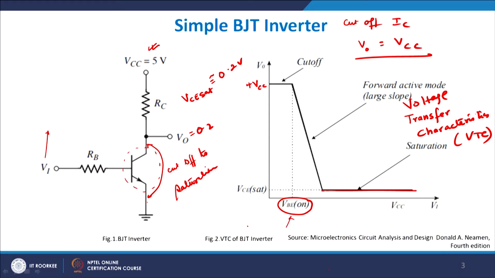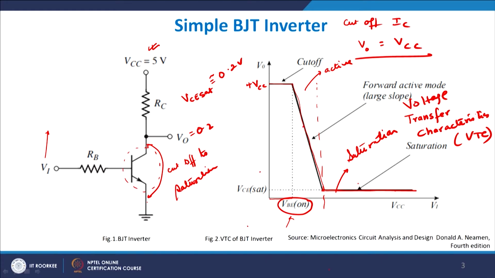Because till your input reaches VBE on, your device is cut off and the voltage is latched to VCC. Beyond VBE on, the device switches and the voltage starts to fall, down to VCE sat. After this, if you even increase the value of Vi, it does not affect anything because the device is fully on. So this region is my active region, and this region is my saturation region. I have cutoff region, active region and saturation region.